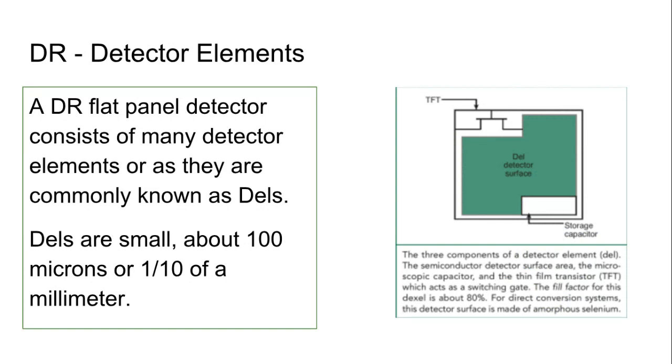So what is a detector element? You take your flat panel detector and kind of microscope down into it, and you will find thousands and thousands of tiny little detector elements, commonly known as DELs. They're really, really small, maybe about 100 microns, or close to a tenth of a millimeter. Remember, a millimeter is barely putting your thumb and index finger together. Now imagine something that is 1/10 of that.